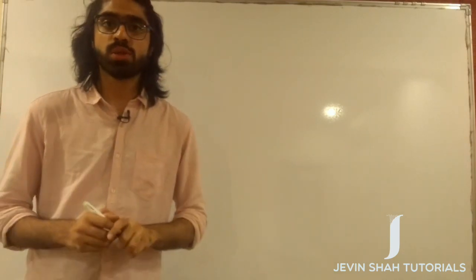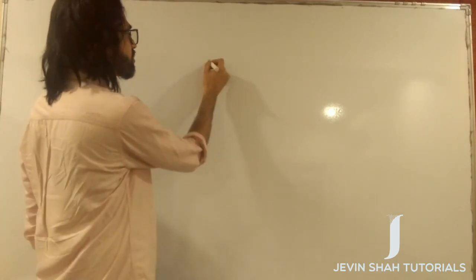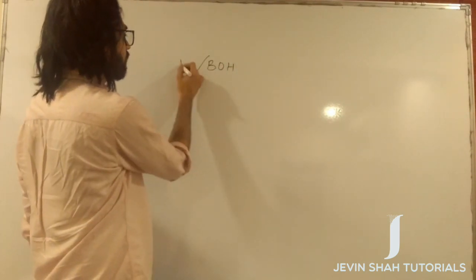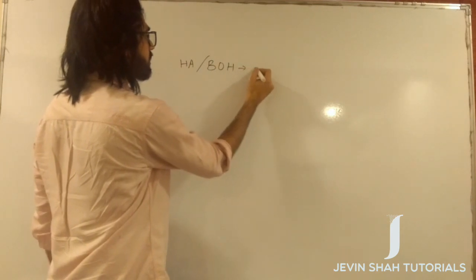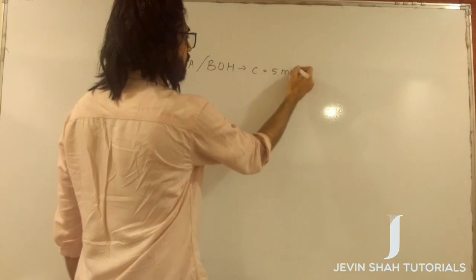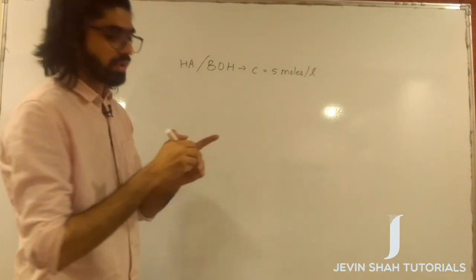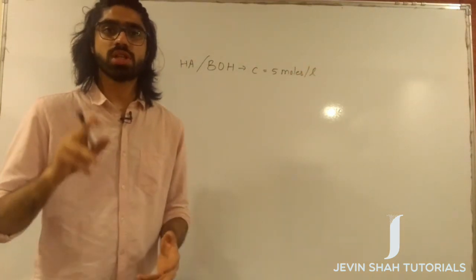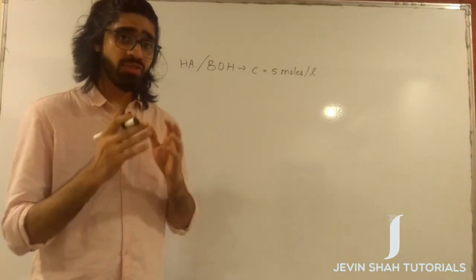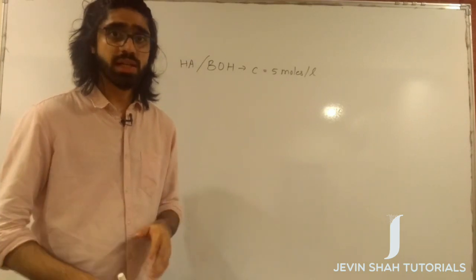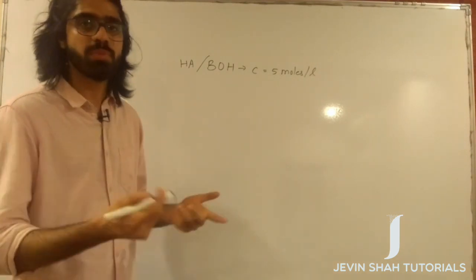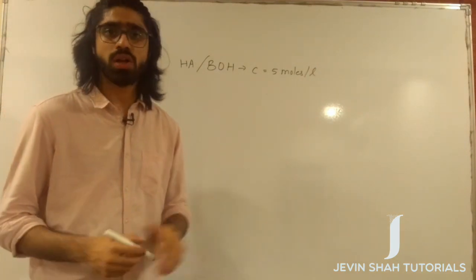Say for example, in your solution, you have concentration of your weak base BOH or even your weak acid HA, either of them. Its concentration is say for example 5 moles per liter. Now let us say the degree of dissociation is alpha. That is, out of 1 mole, alpha moles will dissociate, and if out of 1 mole alpha moles are dissociating, then you will get alpha moles of either H plus or alpha moles of OH minus, depending upon whether you have taken a weak acid or a weak base.